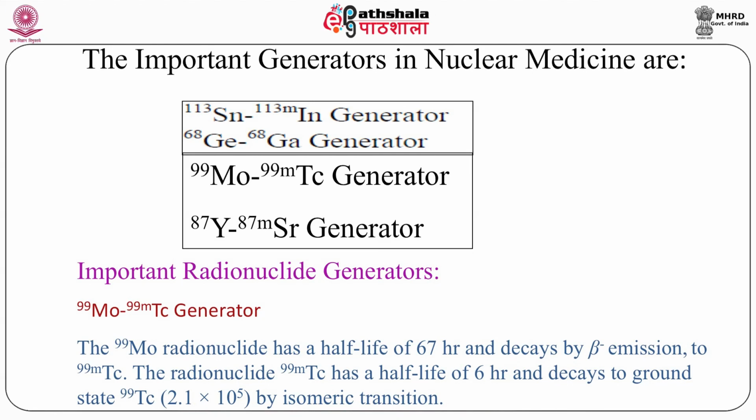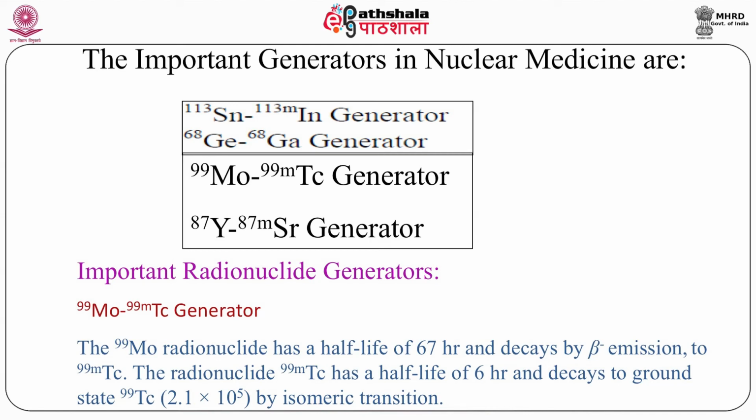There are important generators in nuclear medicine. As I was saying, molybdenum technetium we are always saying, but there are tin indium generator, germanium gallium generator, and strontium yttrium generator. Very important generators are there. But again, when we talk about conventional nuclear medicine, most of the examinations can be carried out by technetium. Molybdenum technetium 99 is one of the very important generators.